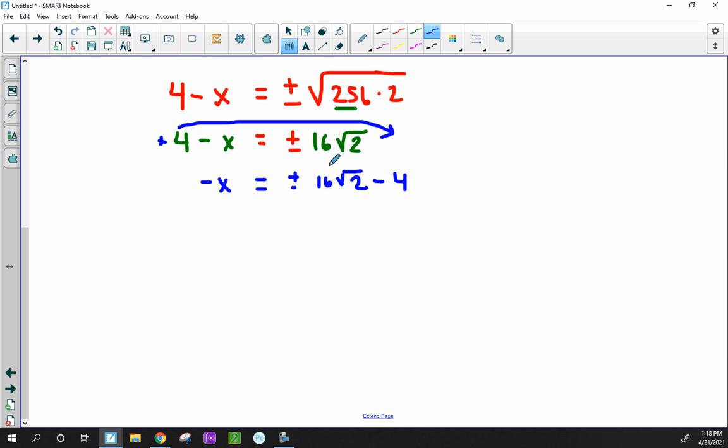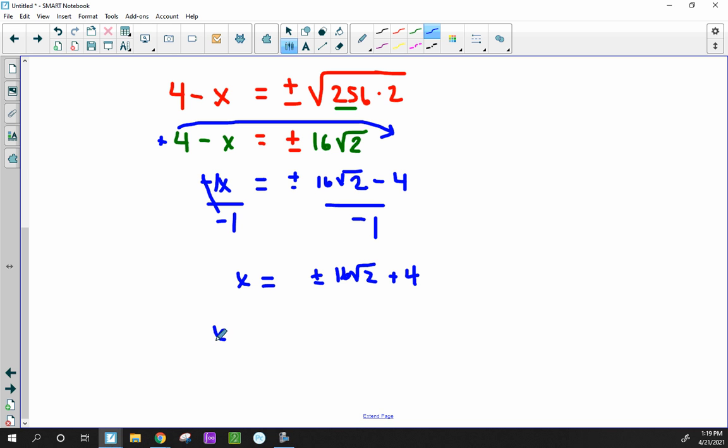We can't subtract 16 radical 2 minus 4. So we're going to come back over here. We see a negative 1. It's being multiplied. So we're going to divide by negative 1. Essentially what that's going to do is just change the signs of both. So this is what we're looking at. A positive 16 radical 2 plus 4 and a negative 16 radical 2 plus 4.